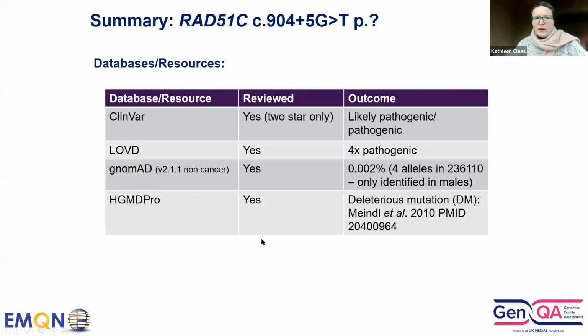Also in ClinVar, the variant has been mentioned and has received 2 stars because all submitters classified it as likely pathogenic or pathogenic. Also in LOVD, there was consensus, 4 times classified as a pathogenic variant. It has been found in gnomAD. There are 4 alleles present, and the variant was only identified in males who did not have cancer. And in HGMD, it's also published as a deleterious mutation with reference to the Mindel publication from 2010.